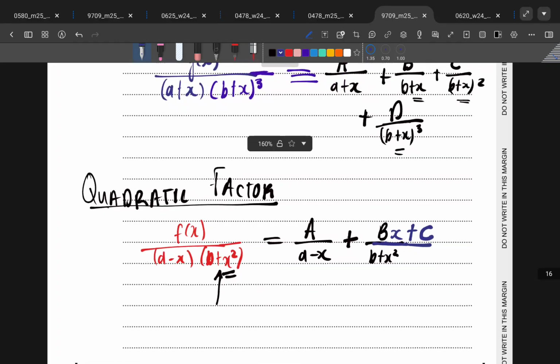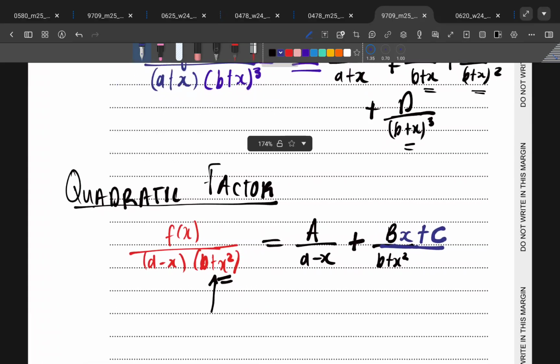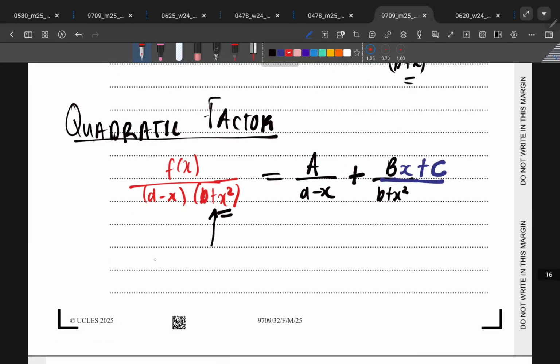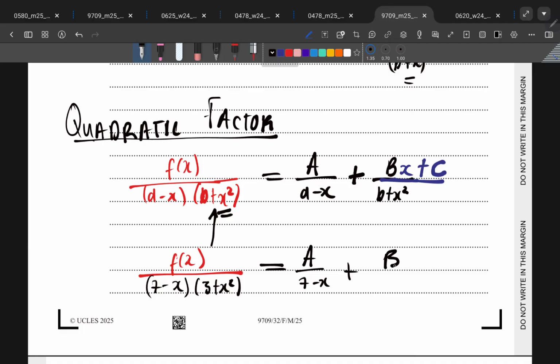So here are the 3 cases, and that is what we'll be doing. Even if I put whatever on top, I don't care what is on the top. I'm not putting anything, because for the first line, you don't look at the top. Let's say you have 7 minus x multiplying 3 plus x squared. Now, when I'm partializing, I'll have A over 7 minus x, then plus bx plus c over 3 plus x squared. Why? It's a quadratic factor.